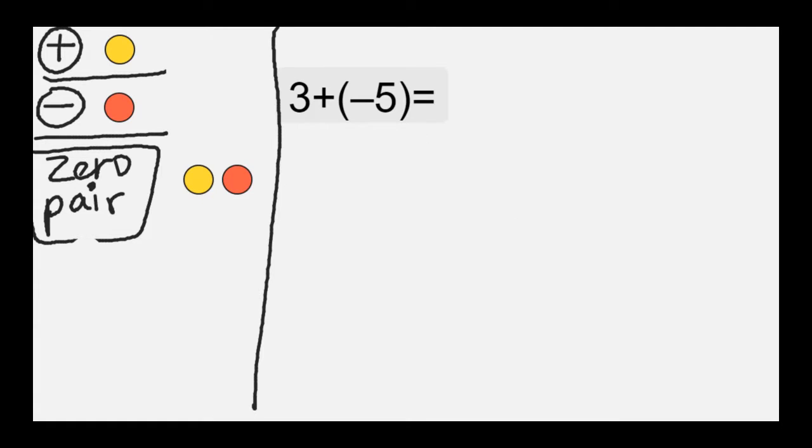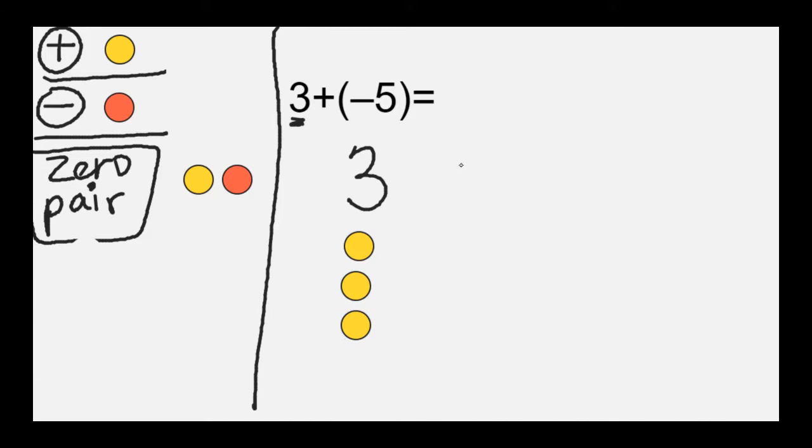So now let's go ahead and model this problem. We have 3 plus a negative 5. And so our first step is, let's model our first integer, 3. We know that's positive, so let's model 3 positives here. Make sure that they are flipped to the yellow side. So we successfully modeled positive 3.